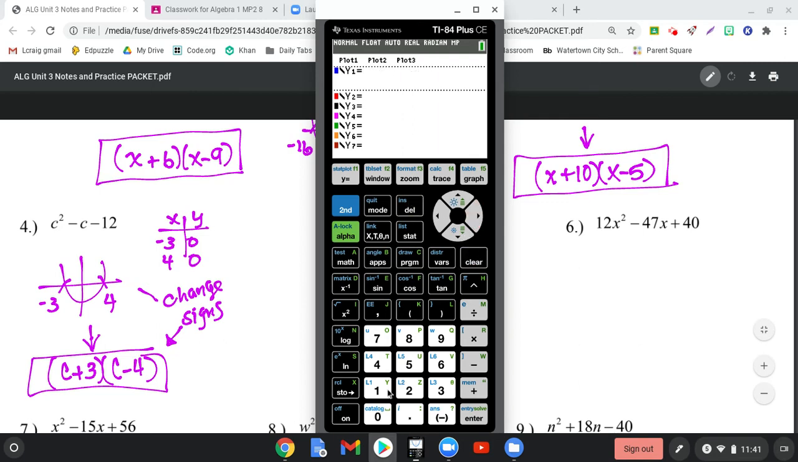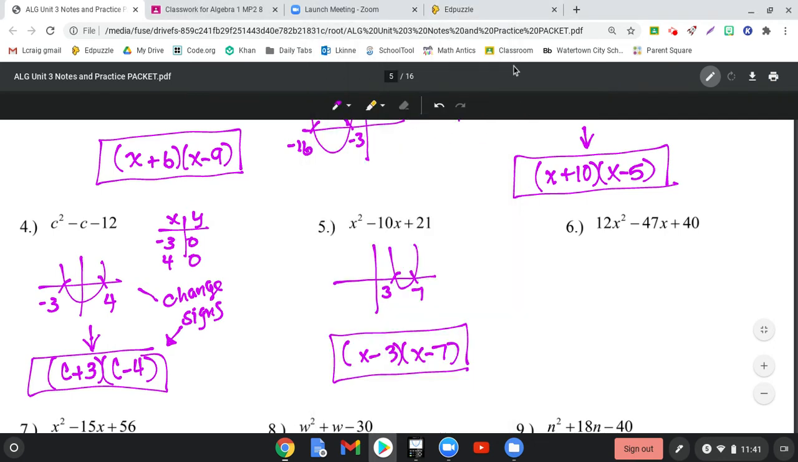Oops. It'd help if I cleared out the other one. 12x squared minus 47x plus 40. Not going to work. See, they hit somewhere in there, so we have no idea what they are. You cannot use the graph. So let's go back to our table method.